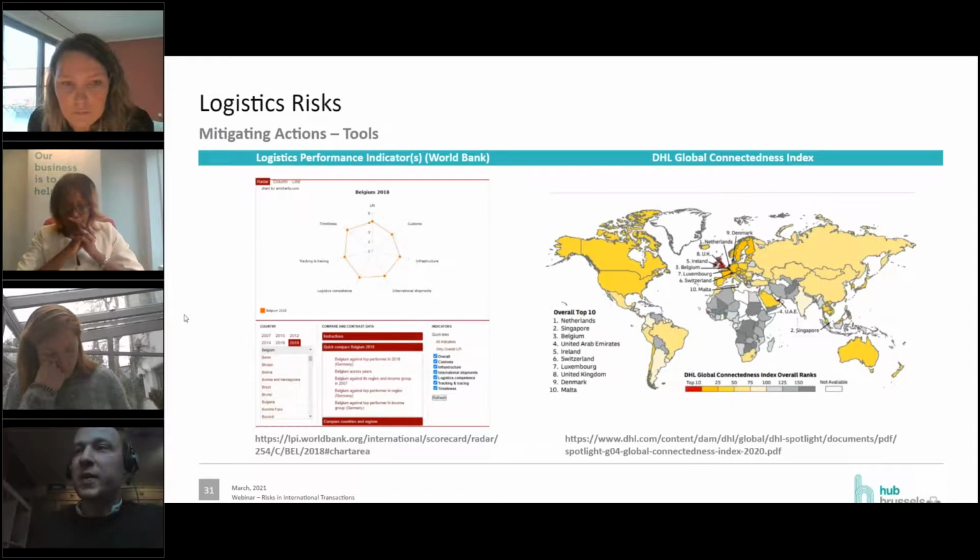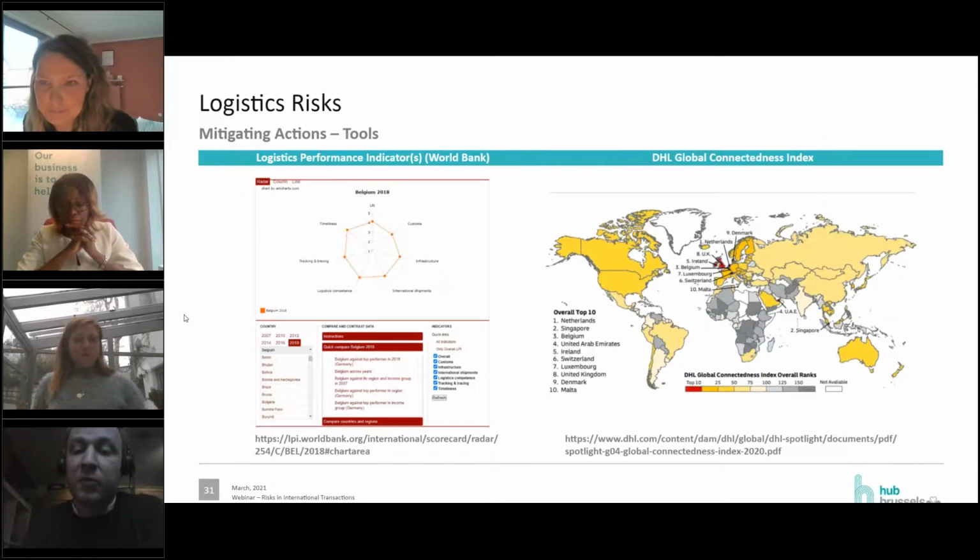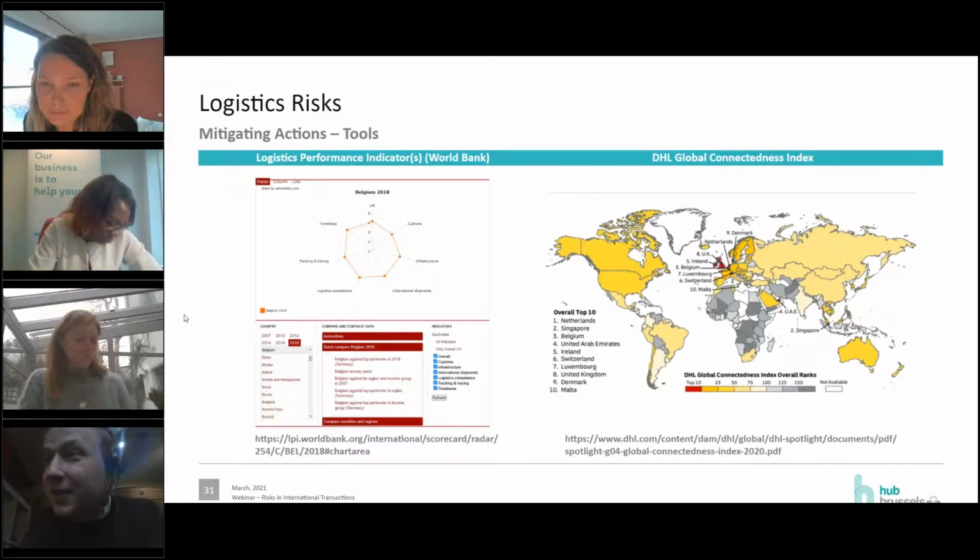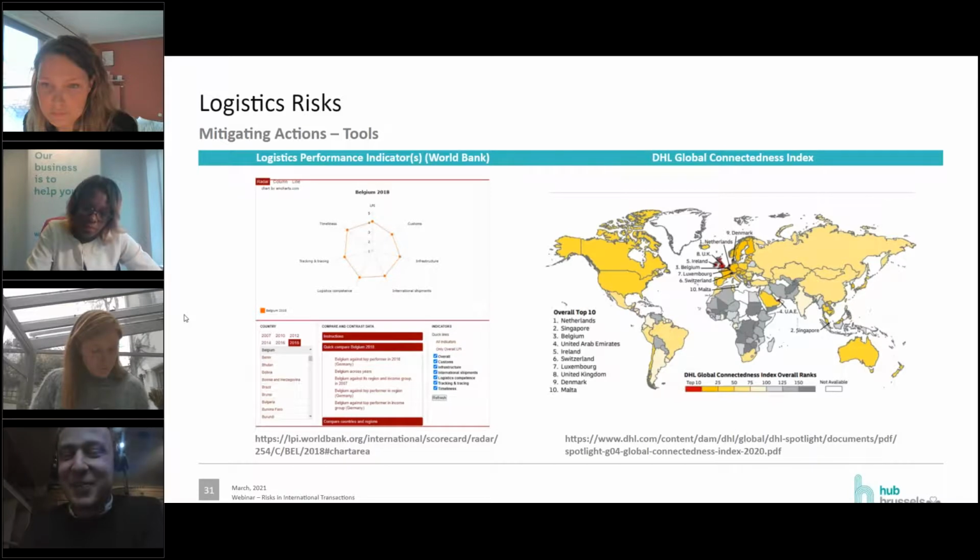The first one is the Logistics Performance Index from the World Bank, which really rates logistic performance across countries, based on the indicators mentioned in the previous slide. As you can see on this slide, Belgium is performing quite well.